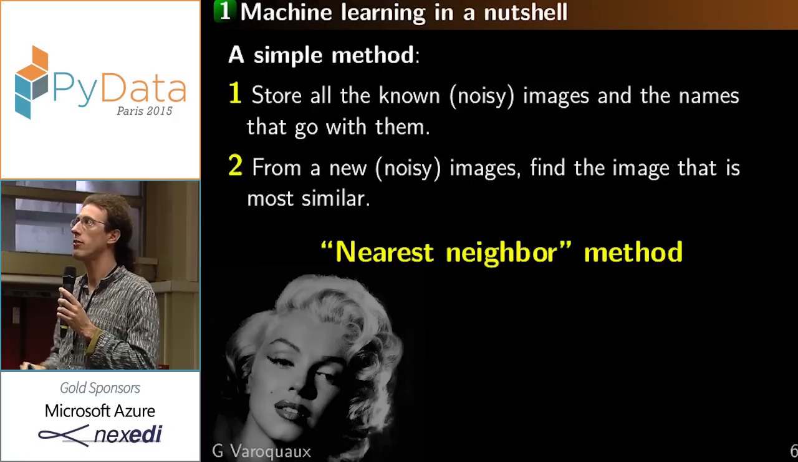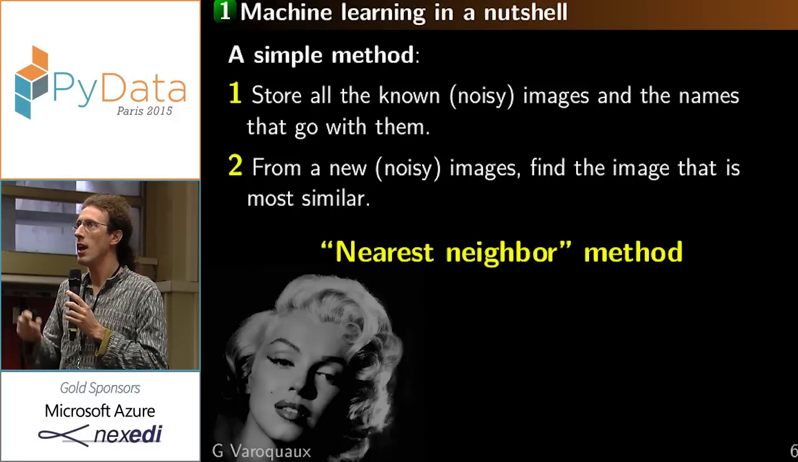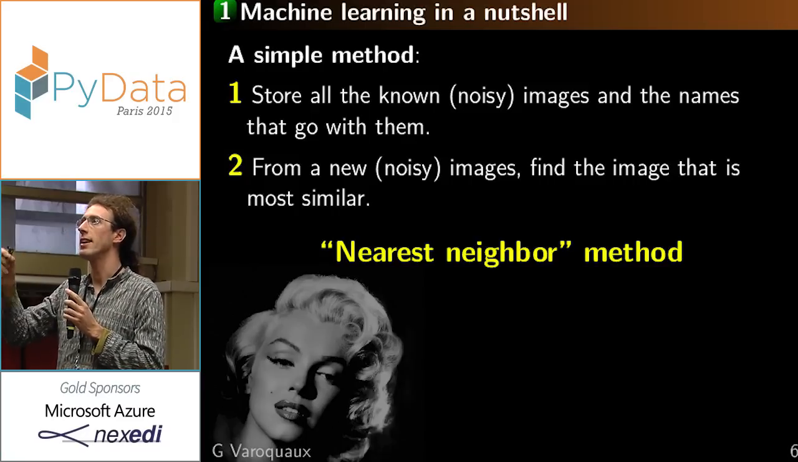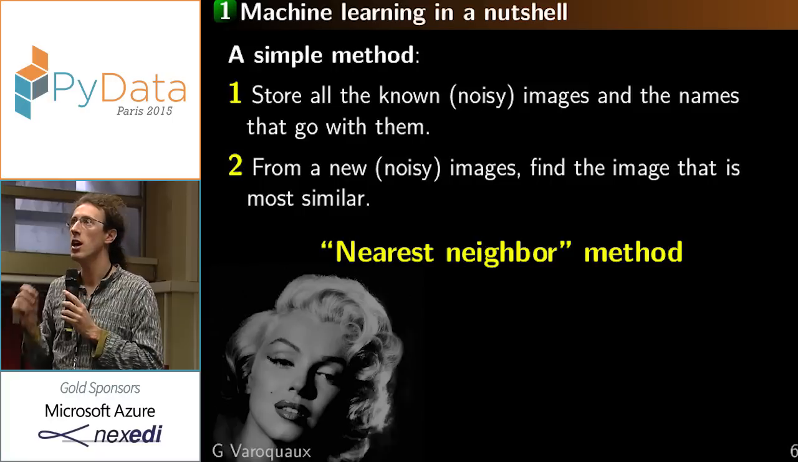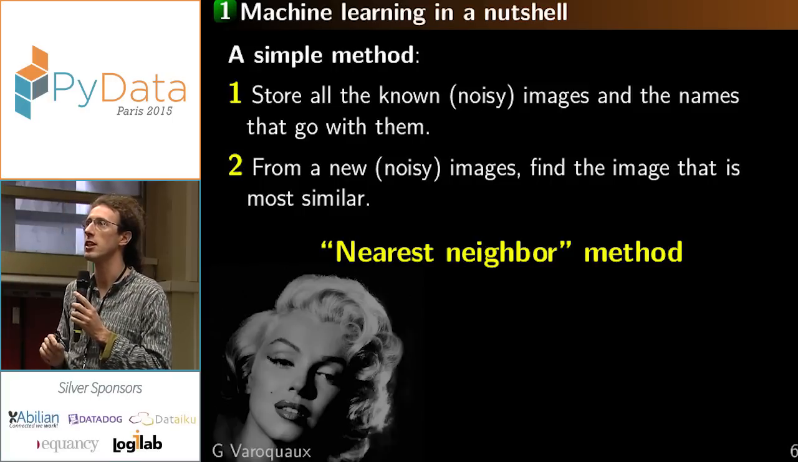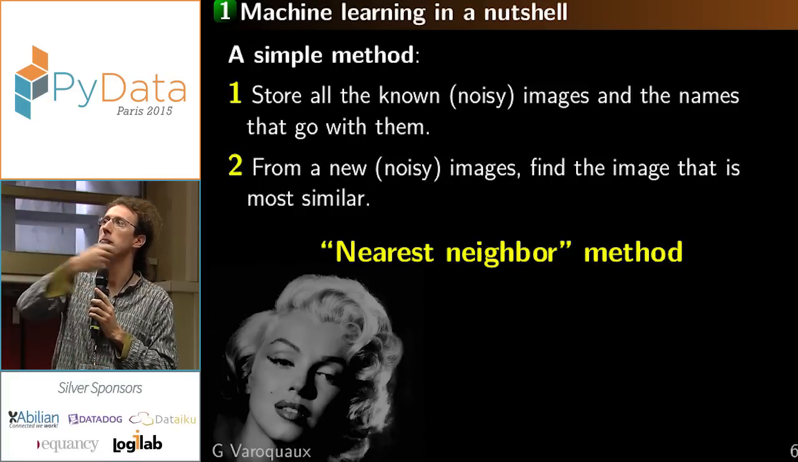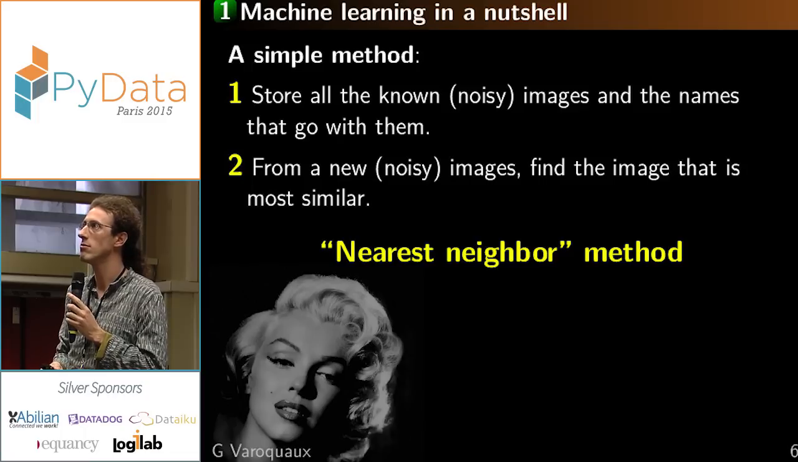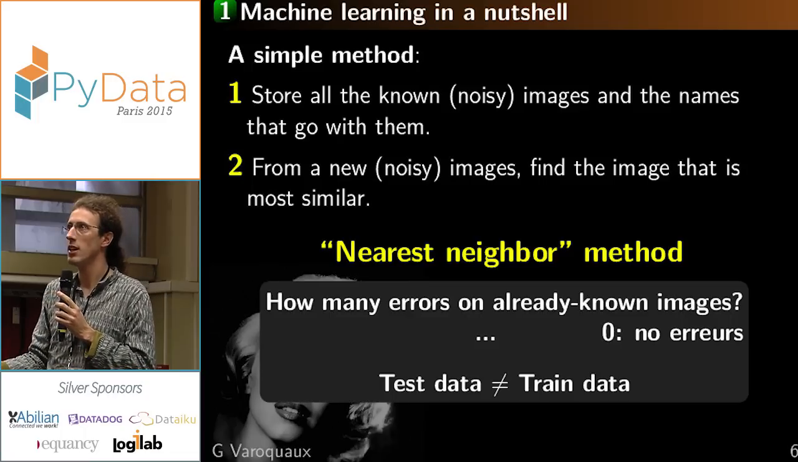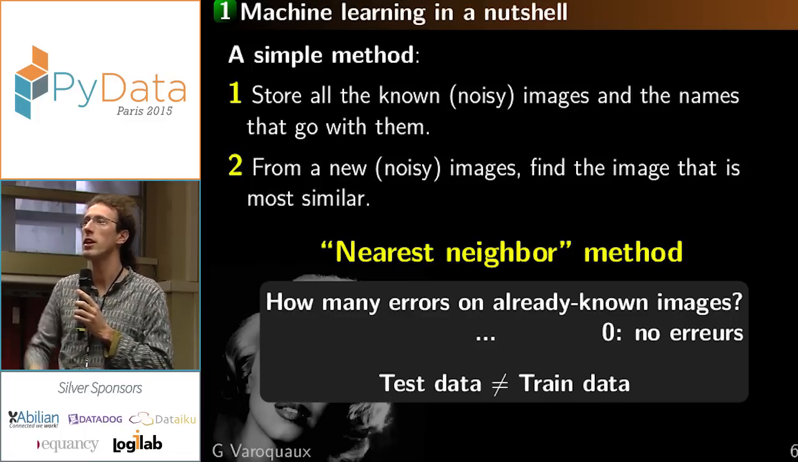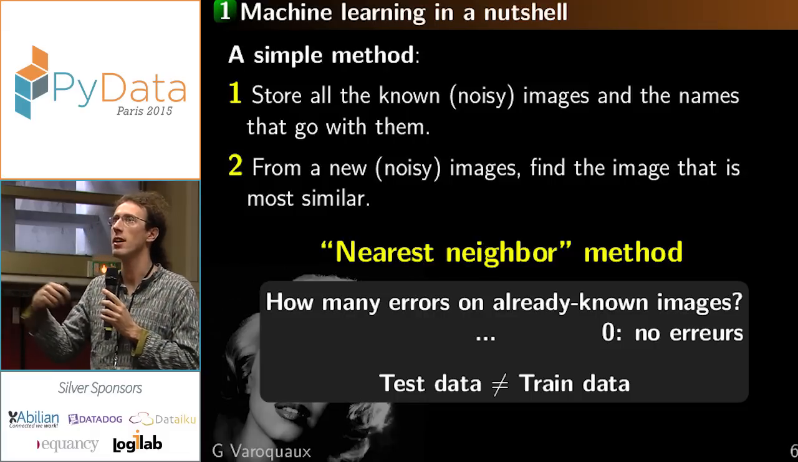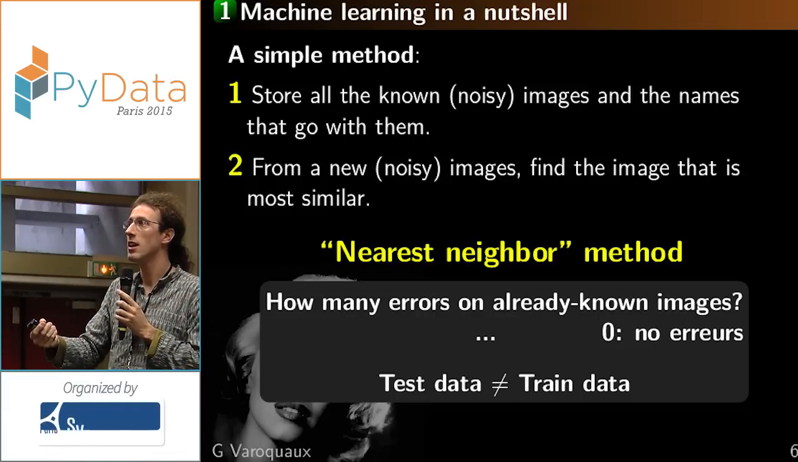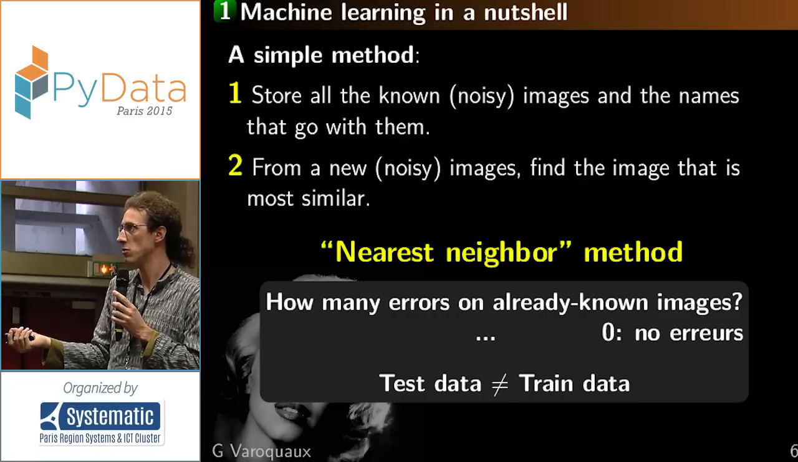And just to see if you're sleeping or following, how many errors will I get? How many chances do I have to get it wrong if I show to my nearest neighbor an image that I have already seen, that is already in my database? Okay, 0 errors. It will never get it wrong because it's already in the database. Now, if I show an image that it hasn't seen, I will probably get errors.